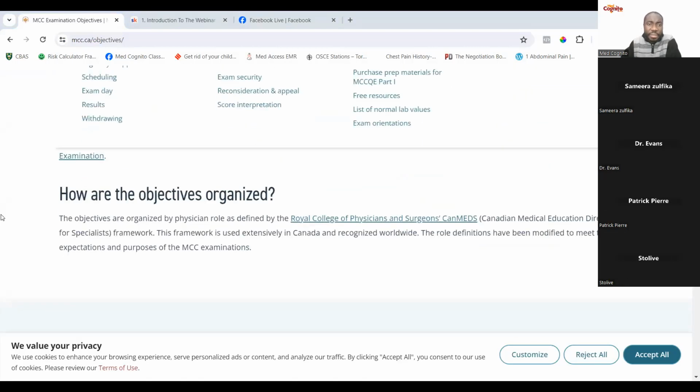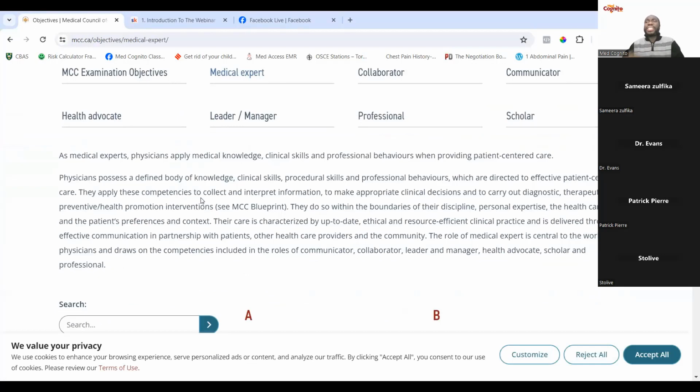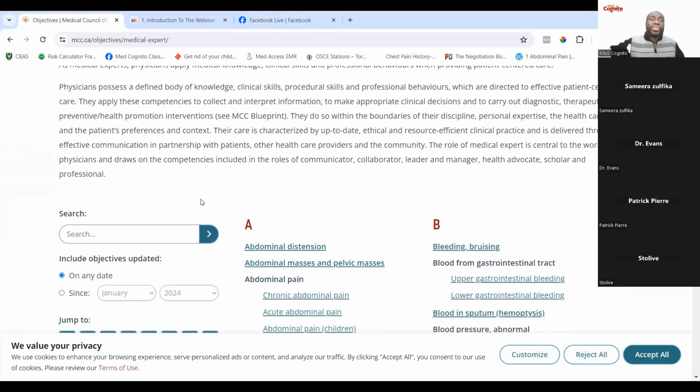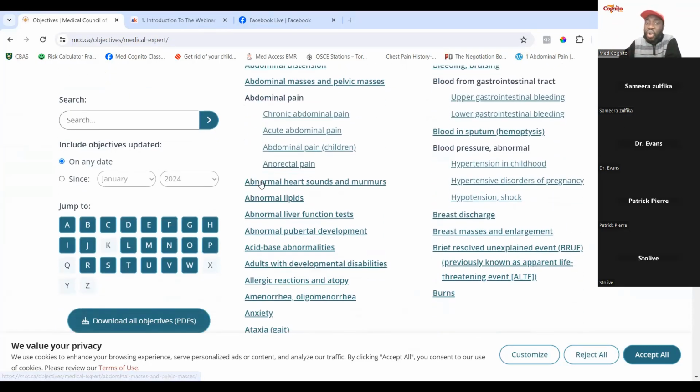You come down here and look for medical expert, because that's where the objectives for the exam are. You just click on it. Initially, the background was orange or peach or something, but they've changed it. So you go to medical expert, and when you do, you realize that all the objectives are here. All of them are here.